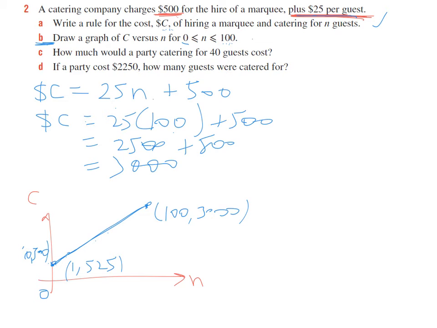So that's why we draw a graph. Because of this symbol, since we've got less than or equal to, we put closed brackets, or closed dots, in there.